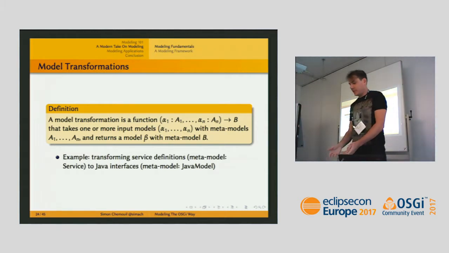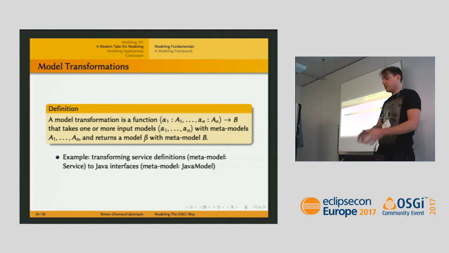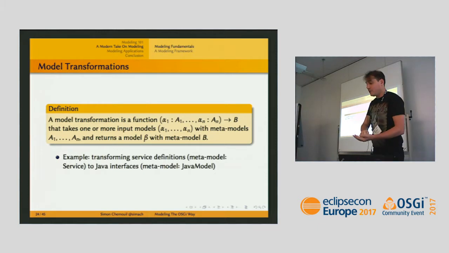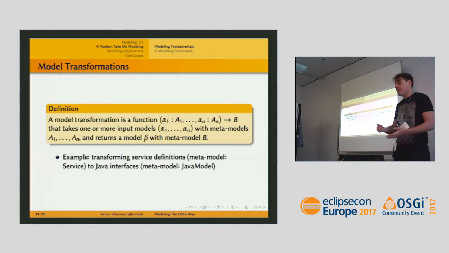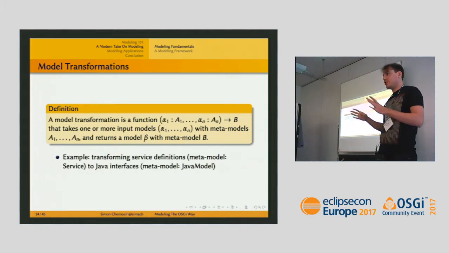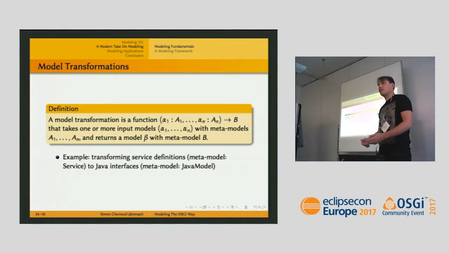Like, for instance, if I had my service definitions, which were of metamodel service, it's like a variable in its type. I want to have Java interfaces, which are also instances of a higher level metamodel, which is called Java model, which represents what Java is. Then I could ask, serialize that as Java.